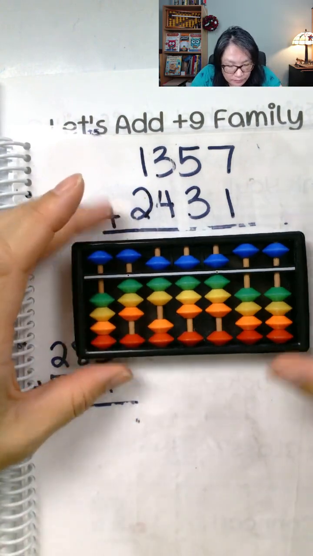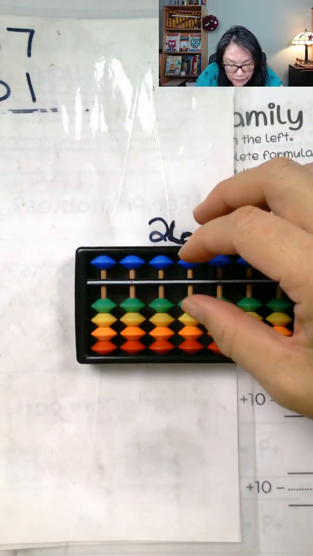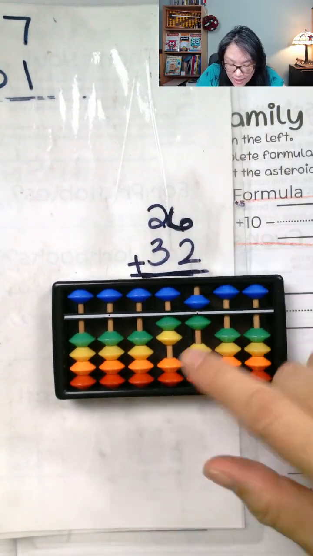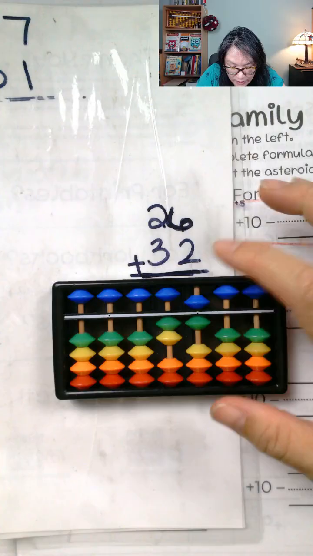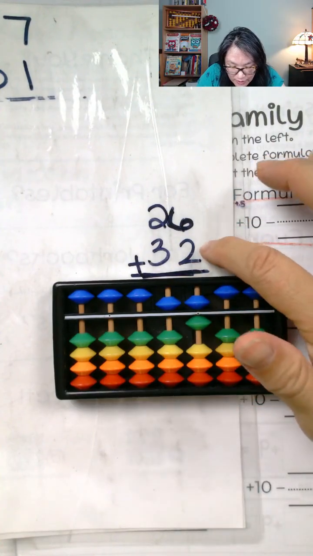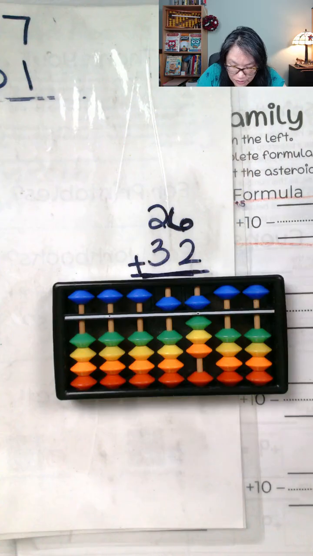Okay, and then we could do it again with this one, right? So we have 2, we have 20, we have 6. We're going to add 32. Add the 3, add the 2, add the 3. We know we're going to plus the 5, take away the 2, and then we add the 2. And then we're done. 58 is the answer.